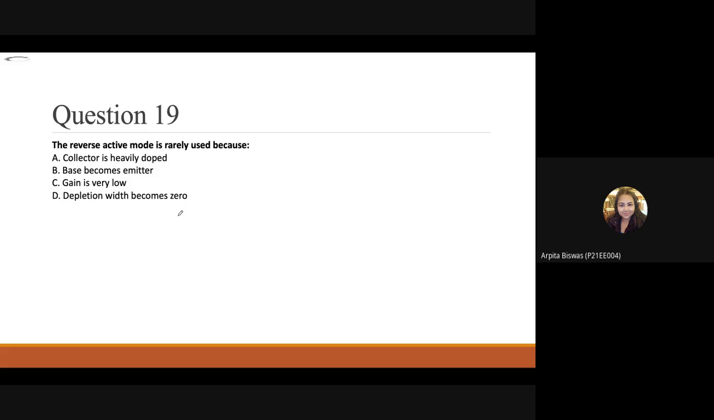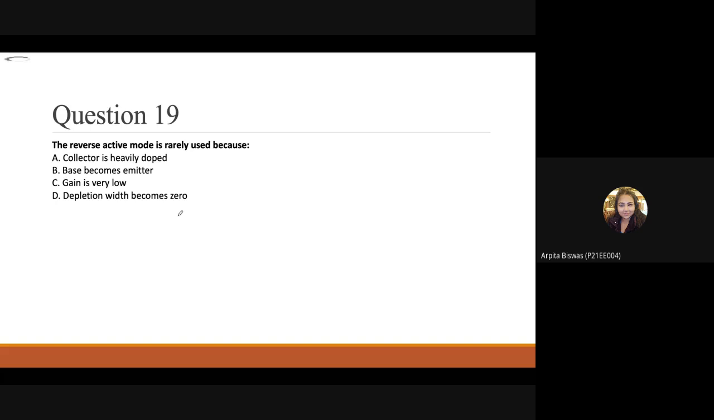Balasuriya, what is the right option? Ma'am, I think base becomes emitter. Manisha? I think gain is very low. Molly? Ma'am, option C. Can you explain a little bit? So option C is the correct answer.